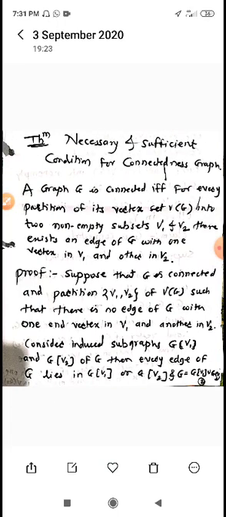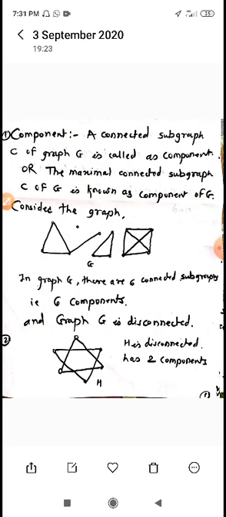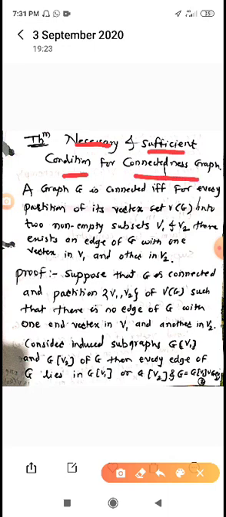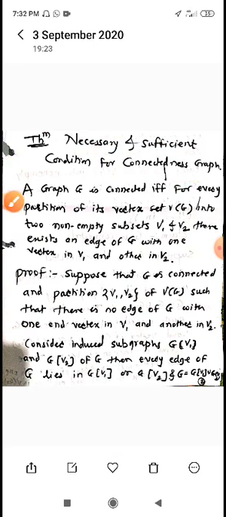Now next we see the equivalent definition of a connected graph. In the previous definition of component, we remember that if graph G is connected, then it has only one component, or equivalently, if any graph has more than one component, then that graph must be a disconnected graph. Now next, an important equivalent theorem gives the necessary and sufficient condition for a connected graph G. Now we study in detail that necessary and sufficient condition of connected graph G.